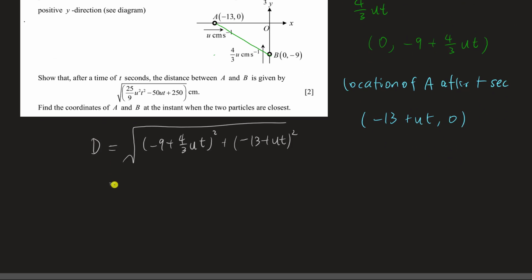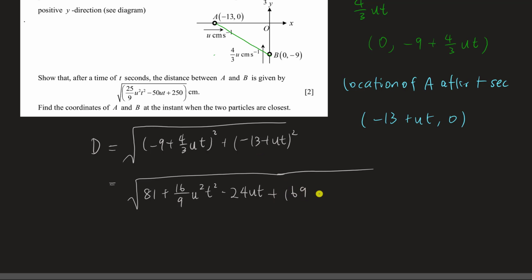Let's simplify this. 81 plus 16 over 9 u squared t squared, minus 9 times 4 over 3 will give you 12. 12 times 2 will give you 24 ut. Let me extend the square root. Plus 13 squared is 169, minus 26 ut plus u squared t squared. Let's clean this up even more.